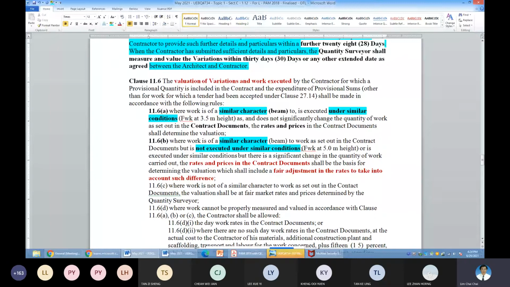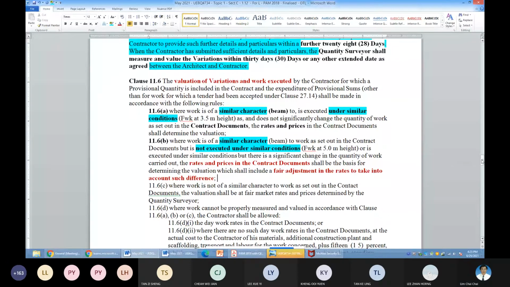If your BQ has a beam, same character, and the formwork height is 5.0 meter, then you use that rate to pay. So that means the contract rate has a similar character, but the height differentials are there. If there is no such rate, then you use the 3.5 meter height rate for the formwork plus adjustment for the increase in the support system. I hope you are clear. So then you know how to use clause 11.6b.